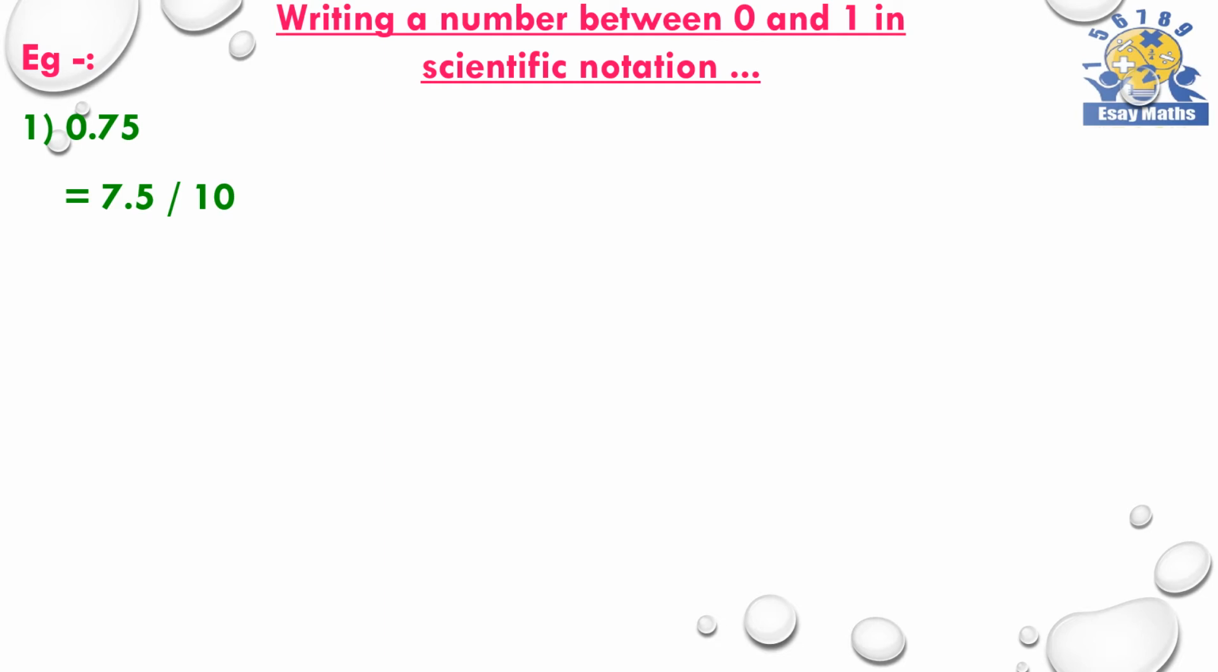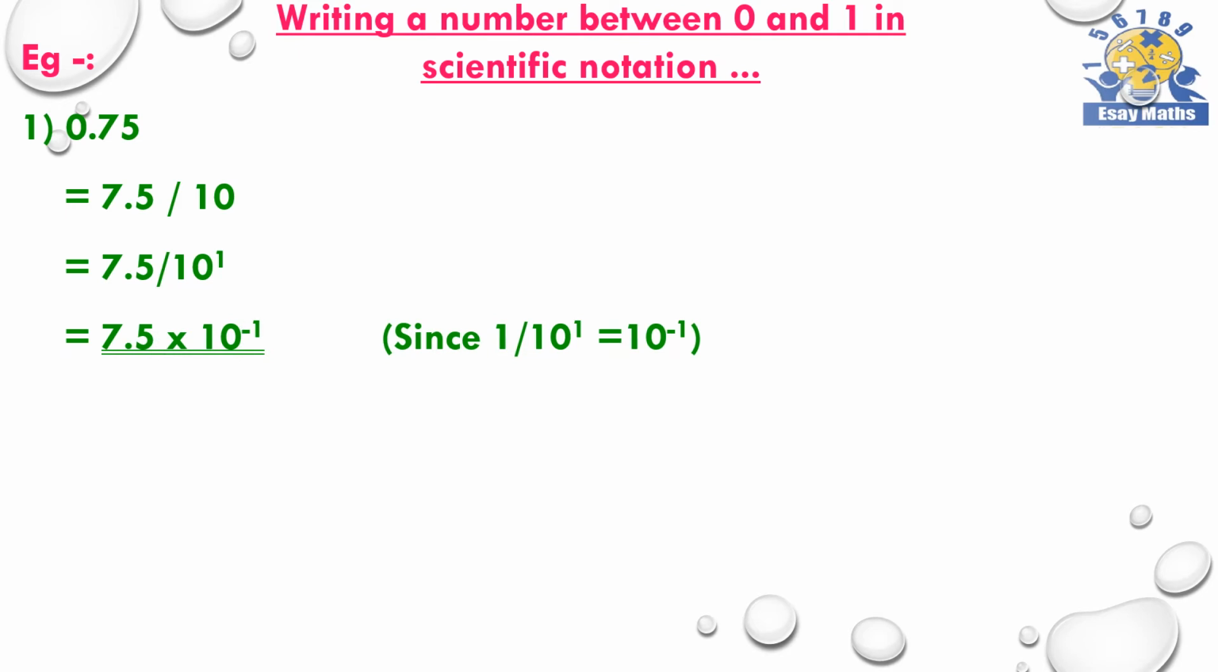Here this is a fraction. Fraction means division. 7.5 over 10. 10 means it's 10 to the power 1. There is the index 1, but normally we are not writing that. By using the knowledge about the powers with negative indices, we can rewrite this in scientific notation. 7.5 into 10 to the power minus 1.